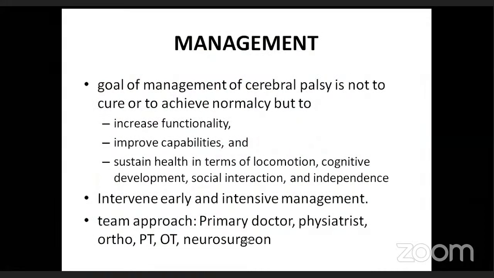So coming to the management, the basic goal of management is not to cure or to achieve normalcy, but to increase functionality so that the child can come to the normal mainstream as much as he can. So he's independent for all his activities of daily living, to improve his capabilities, sustain health in terms of locomotion, cognitive development, social interaction, and independence. So you have to intervene early with intensive management.